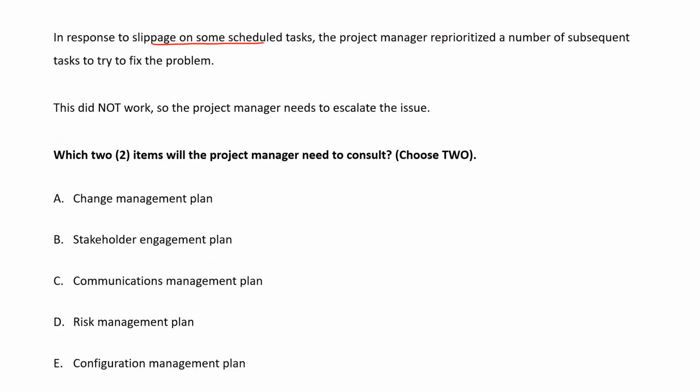In response to slippages on some tasks, the PM reprioritized a number of subsequent tasks to fix the problem. This did not work, so the project manager needs to escalate the issue. Which two items will the project manager need to consult? Choose two. The situation is what? Reprioritization. D is confirmed. One will be D. Which two items will the project manager need to consult? B. Stakeholder engagement plan.